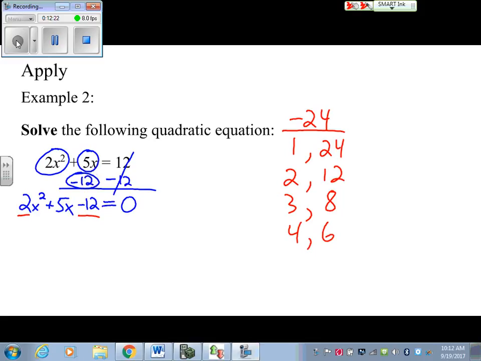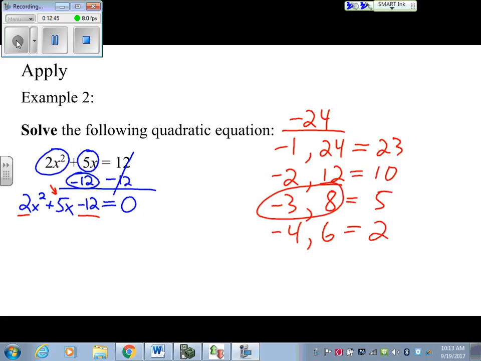Now I ask myself, okay, so it was negative. I must have one negative and one positive to multiply together to be this negative 24. But when they add, they have to be this positive 5, which means my positive must be bigger. As we go through this, we're going to have 3 and 8, 4 and 6. That was the one we wanted right here.